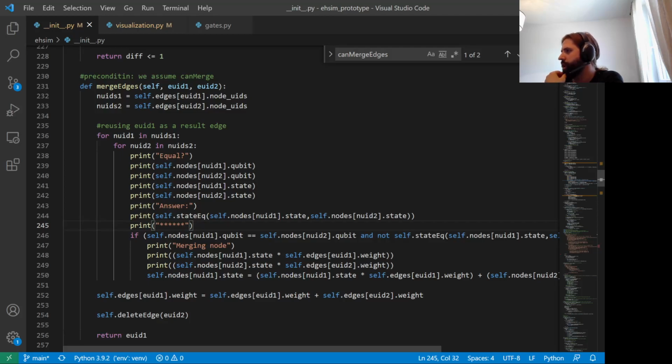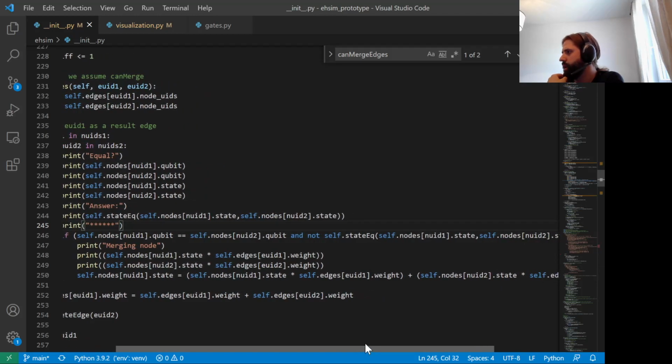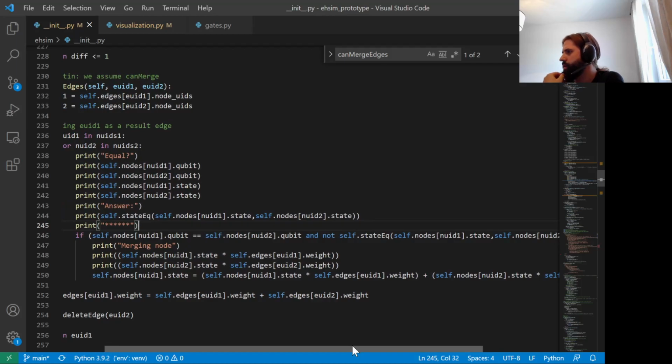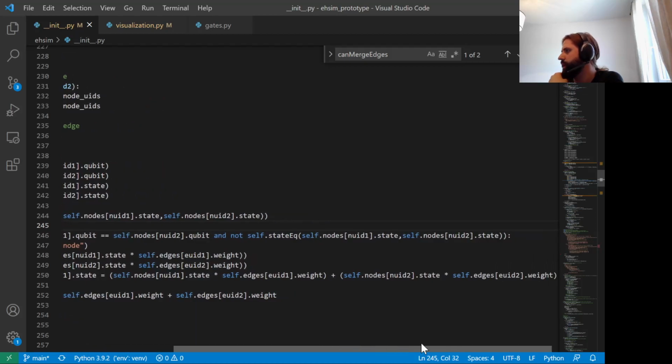checking if the qubit the two nodes represent is the same, if they're equal up to a global phase, and then the state is just, you know, the sum. Now, yeah, that's correct. That's fine. That is fine.